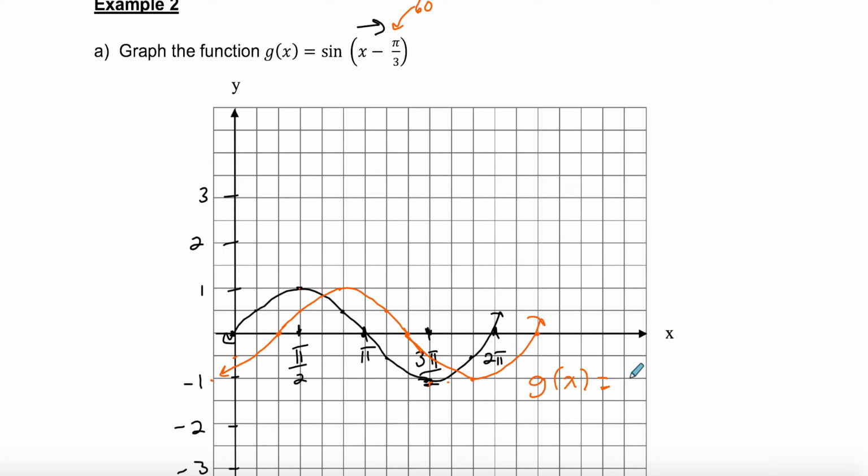So one way to think of that, we move this main point 2 to the right. We move this one 2 squares to the right. This one went 2 squares to the right. This one 2 squares to the right. This one 2 squares to the right.